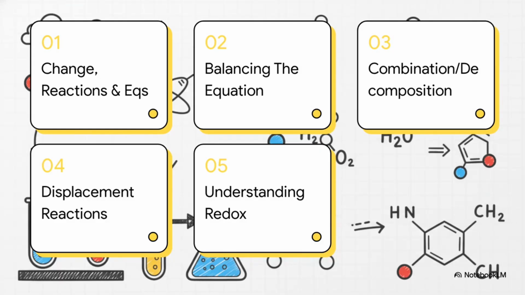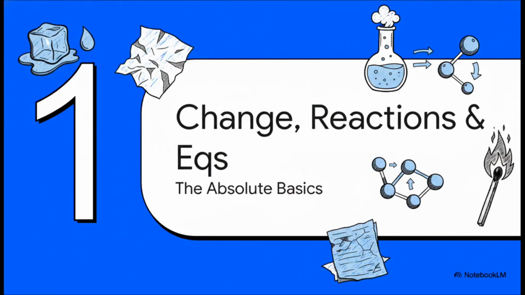Okay, here's the game plan. We'll start with the basics, then we'll absolutely nail balancing, fly through the 4 major types of reactions, and finish strong with redox. It's the perfect way to cover the whole chapter. Let's jump right in. First things first, let's build a solid foundation.